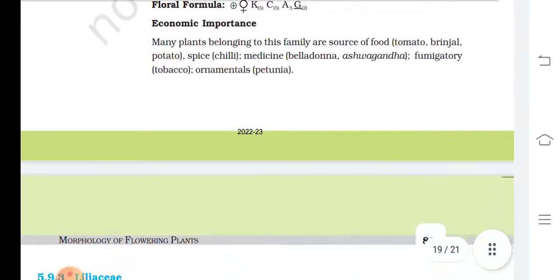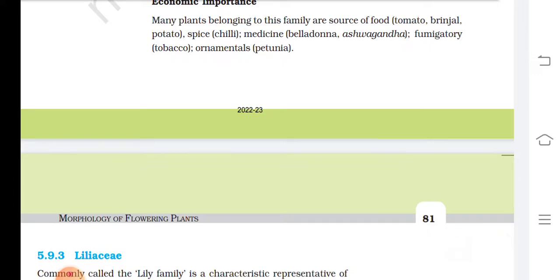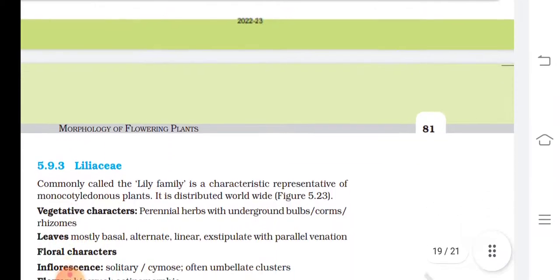Economic importance: many plants belonging to this family are sources of food: tomato, brinjal, potato, etc. Spices, chili, medicine, belladonna, ashwagandha, fumigatory, tobacco, ornamental, petunia.